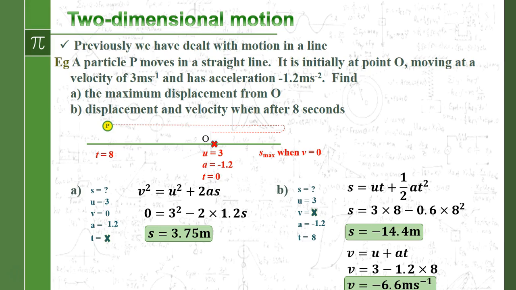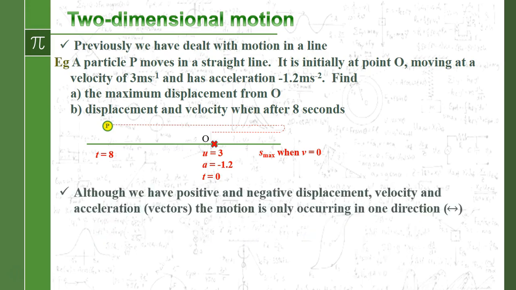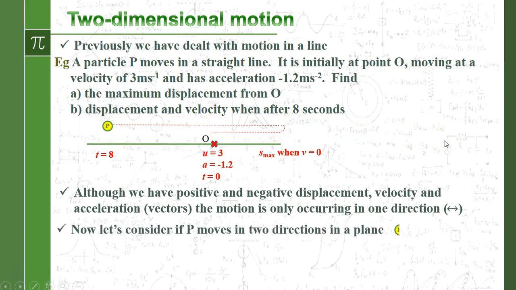So what's happening is we've got directions on our positive and negative displacement, velocity, acceleration, so they are technically vectors, but the motion is only occurring in one direction, that horizontal direction. It's just moving in a straight line, so it's just going backwards and forwards in that direction. And so what we're going to be looking at in this video is what happens if P moves in more than one direction. So let's say it does something like that. So we've got to be able to deal with that. Okay, so that's what we're going for.